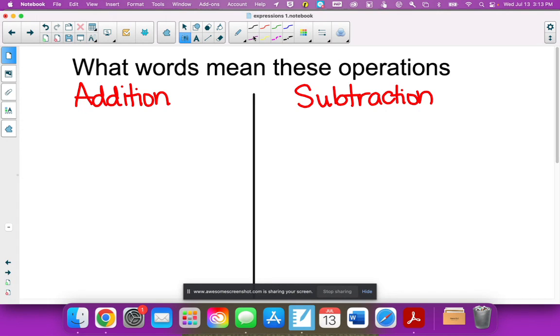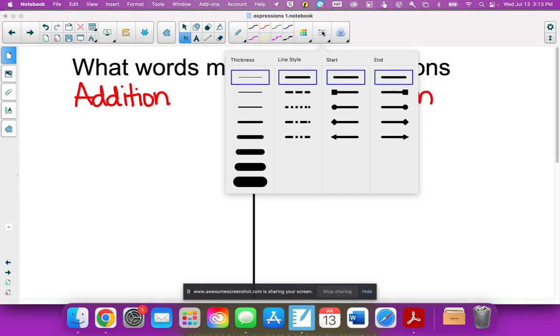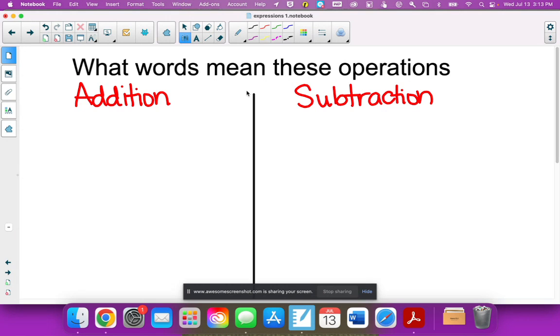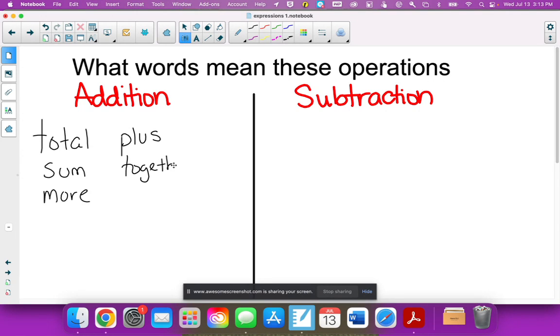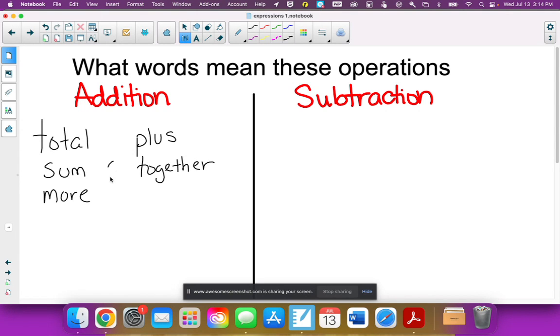Okay, for addition, the words in situations, expressions, word problems, all that mean addition: total, sum, more. I have seen that one used. She's got 3 more. Total, sum, more, plus, together, or all together. I've seen both of those written that way, together and all together. So let me just put that in the front.